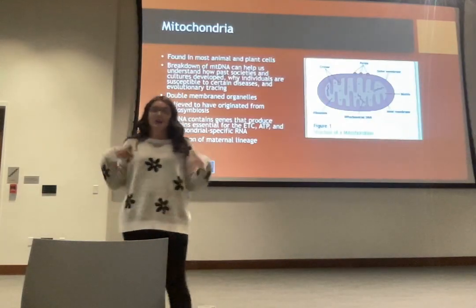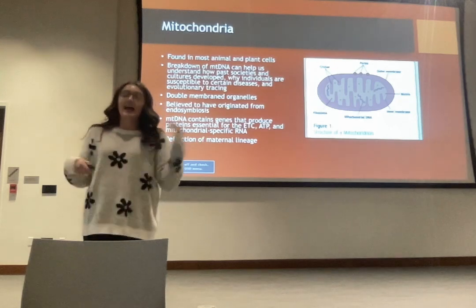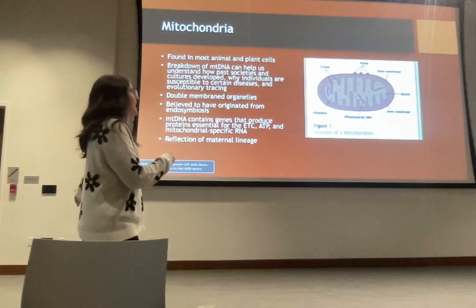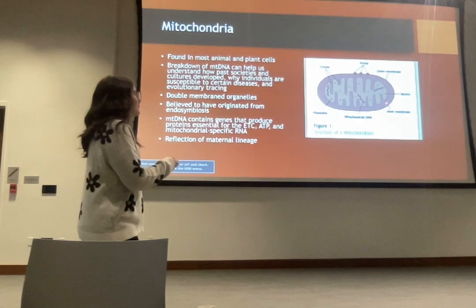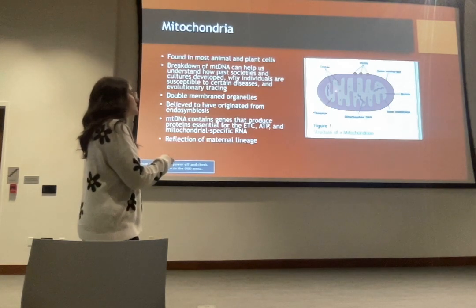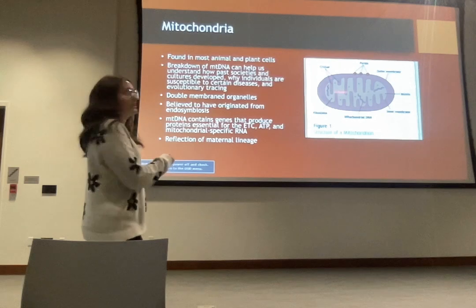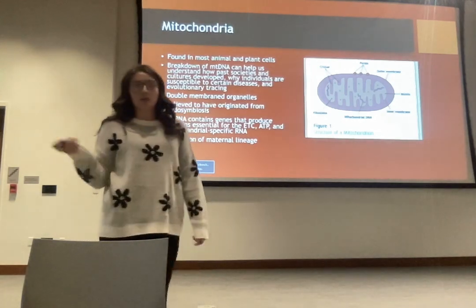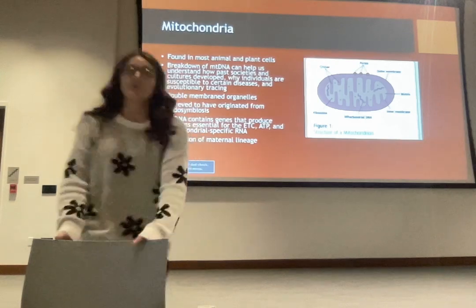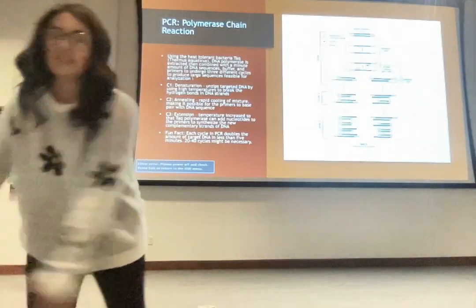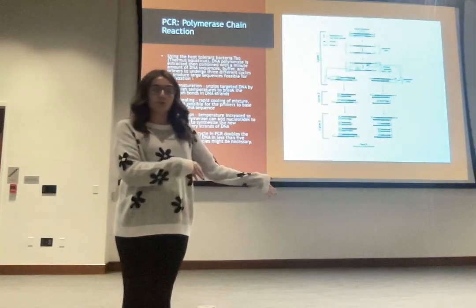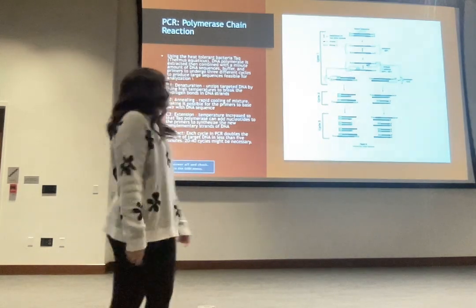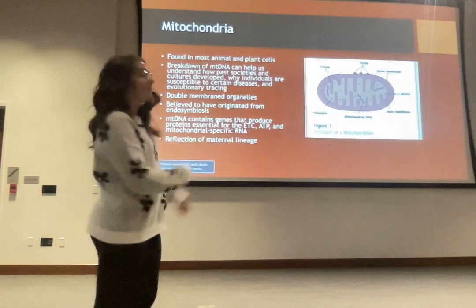Mitochondria is found in most animal and plant cells, and it is a double-membraned organelle. As you can see, this is the outer membrane, and then here's the inner membrane, and it is accompanied by those little folds. Those are called cristae. And mitochondria is believed to have originated by endosymbiosis, which happens when a single-celled organism engulfs another one, and then they work together to make one beneficiary organism, which is mitochondria.